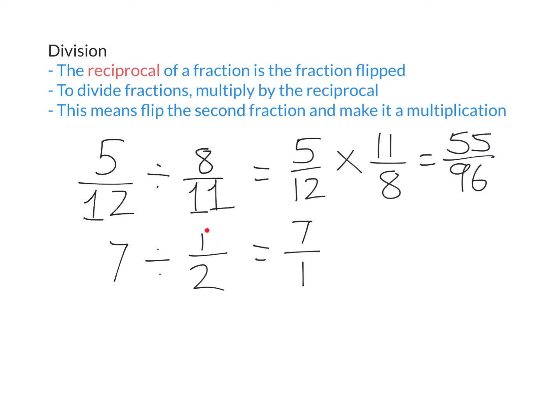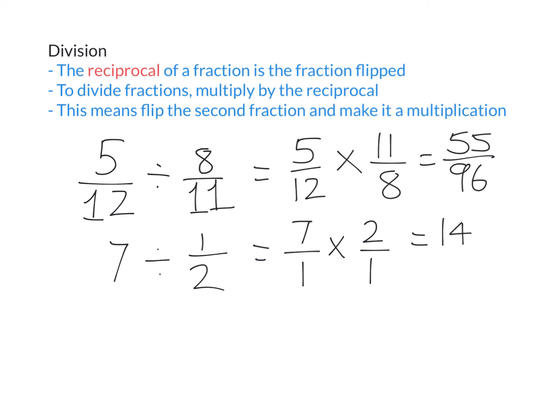But what I do is I take the second fraction and I flip it and I change the divide to a times. So now I've got 7 times 2 is 14. 1 times 1 is 1. Again, I don't really need to write 14 over 1 because 14 is simpler.